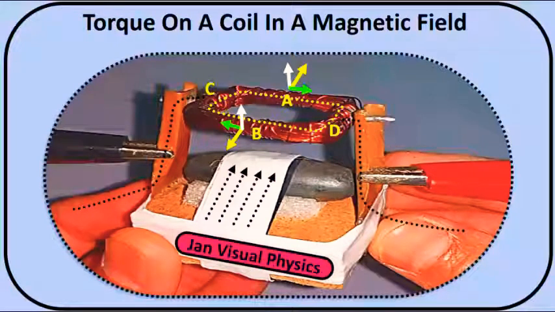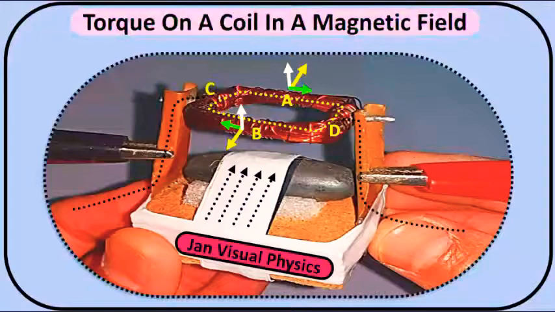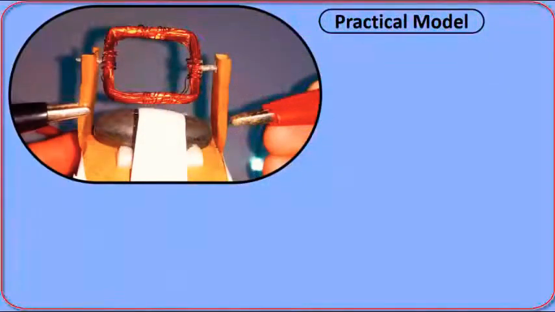In this video, we are going to see torque on a current carrying coil in a magnetic field. First, we see the practical model of torque on a current carrying coil in a magnetic field.